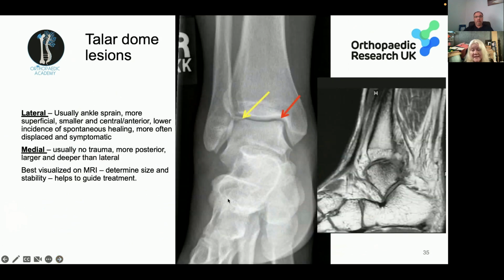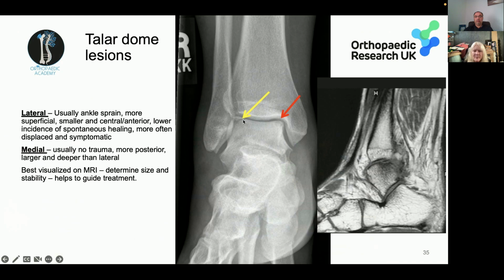Talar dome lesions, again, it's only here because you might hear people talk about it. You can have medial and lateral. The lateral ones are the more likely to be traumatic. So somebody that's had an ankle sprain that just hasn't got any better might have a talar dome lesion. The medial side ones tend to be related to more chronic conditions.